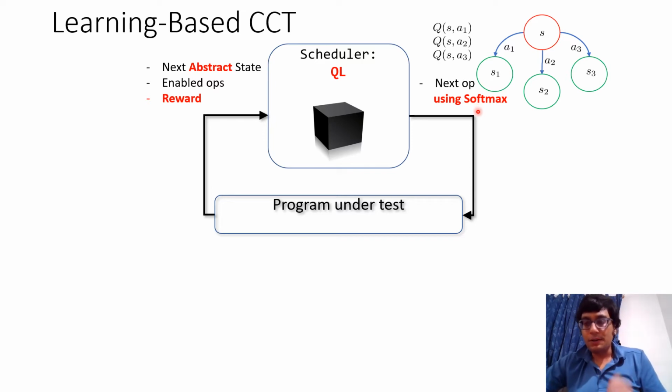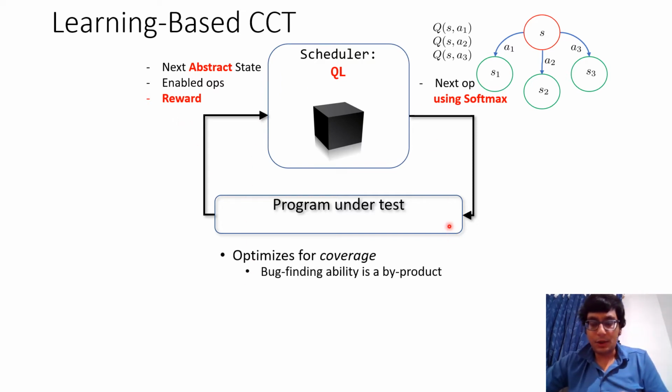To draw a comparison with reinforcement learning, you can think about the scheduler as being an agent which is trying to explore an environment which is the program under test, about which it has no prior information, right? So every time it's picking an action, in response, the environment or the program under test is informing the agent about the next state along with a reward. And the job of the scheduler is to maximize the expected reward.